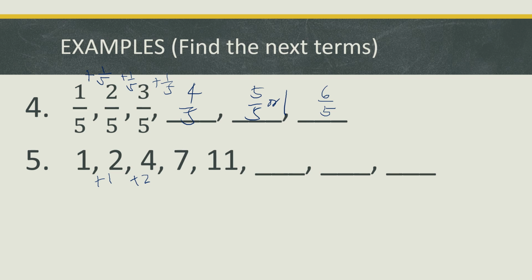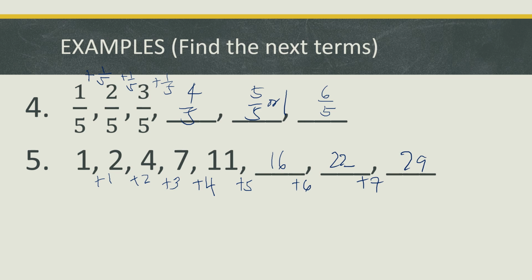So, meron tayong pattern doon sa loob ng pattern, which is we are adding 1 and then adding 2. Basically, we are going to add 3 for the next term, and then add 4. So we have 1 plus 1 is 2, 2 plus 2 is 4, 4 plus 3 is 7, 7 plus 4 is 11. So for us to get the next three terms, we will now add 5. That will give us 16. Then 16 plus 6, we have 22. And 22 plus 7, we have 29. So these are the next three terms of the given pattern.